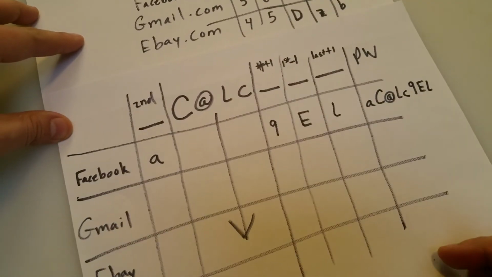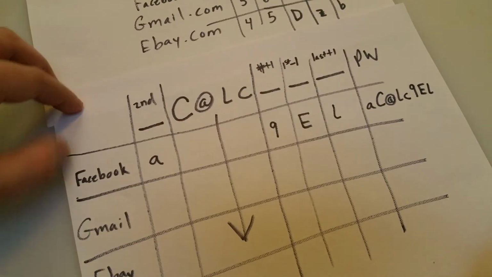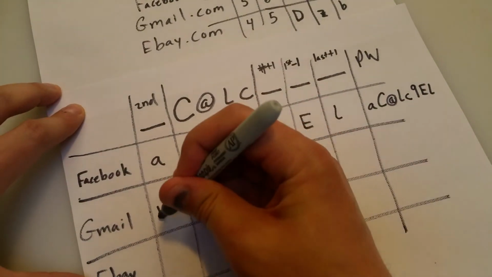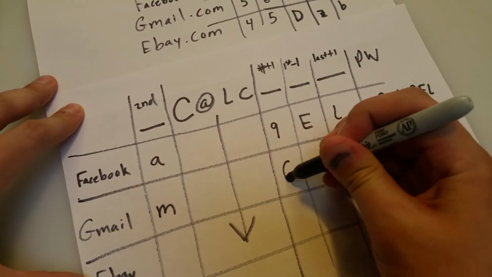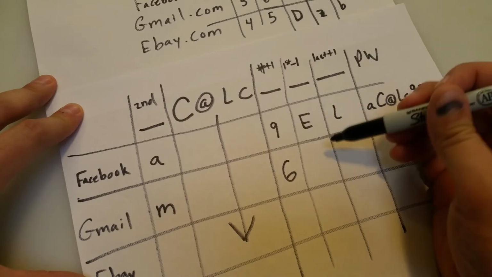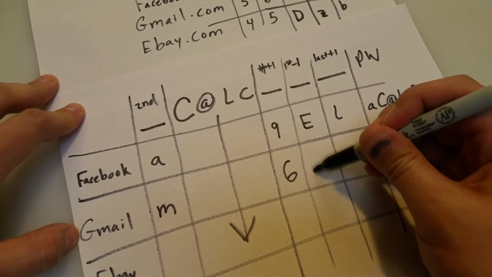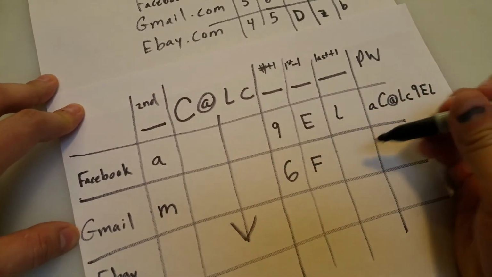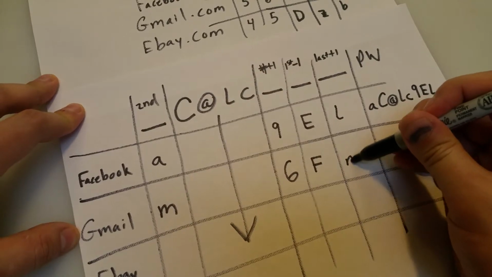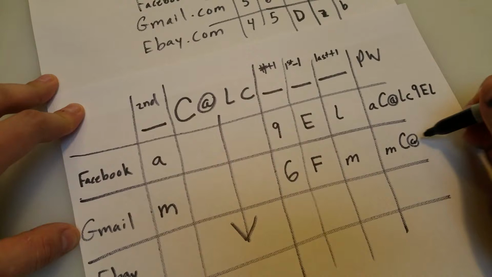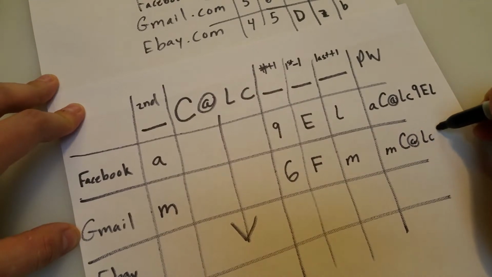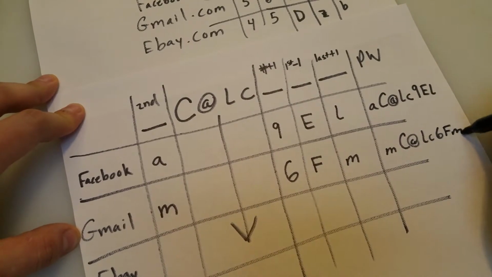Now let's go on to Gmail. We need the second letter, which is an M. The calc holds. The number of letters plus 1 goes to 6. The first letter minus 1 gives us capital F. The last letter plus 1 gives us the letter M, which gives us M, C, @ L, C, 6, F, M.